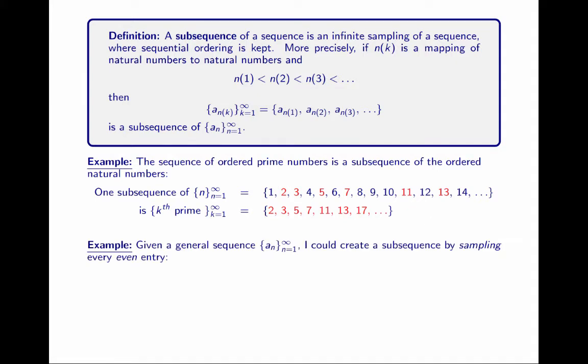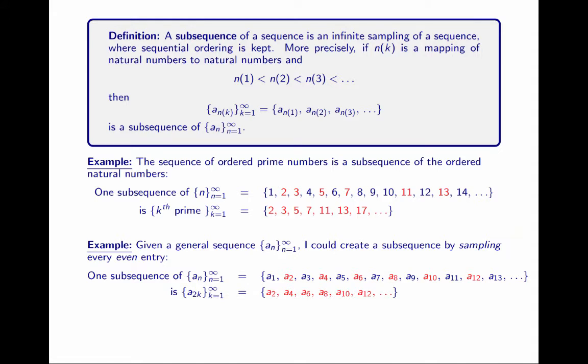Or another example is, given any general sequence, I could create a subsequence by sampling every even entry. So if I have a generic sequence, a_1, a_2, a_3, a_4, a_5, a_6, and so on, I could extract from that all those entries that are labeled in red, and I would get a_2, a_4, a_6, a_8, a_10, a_12.